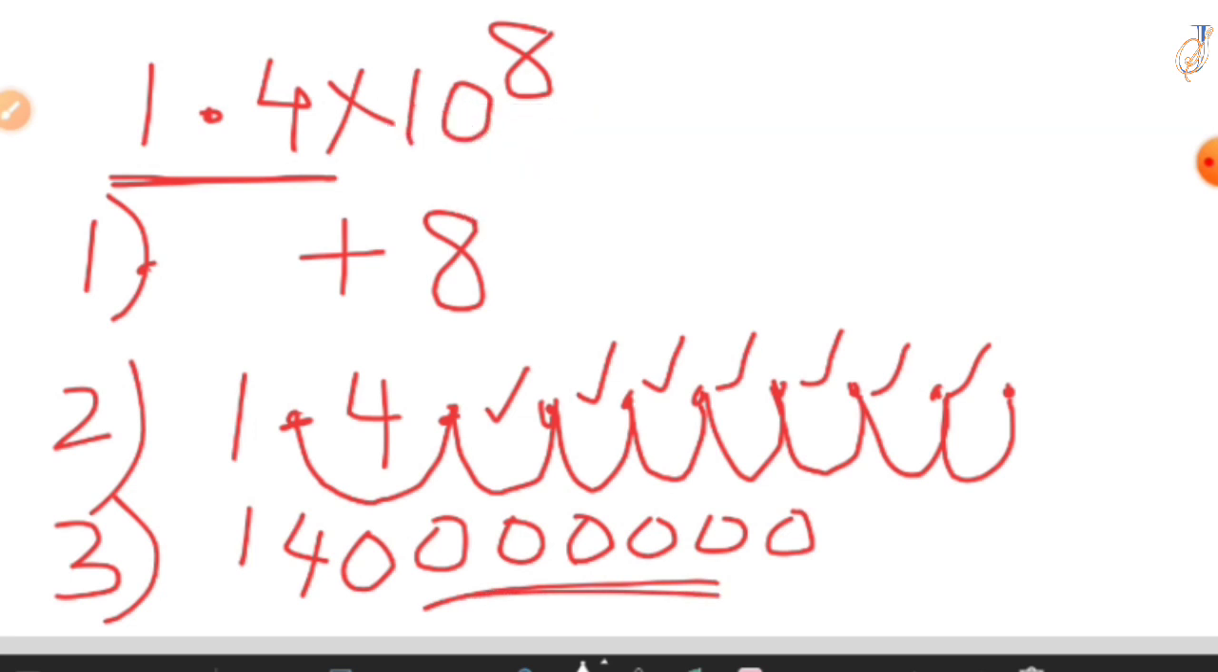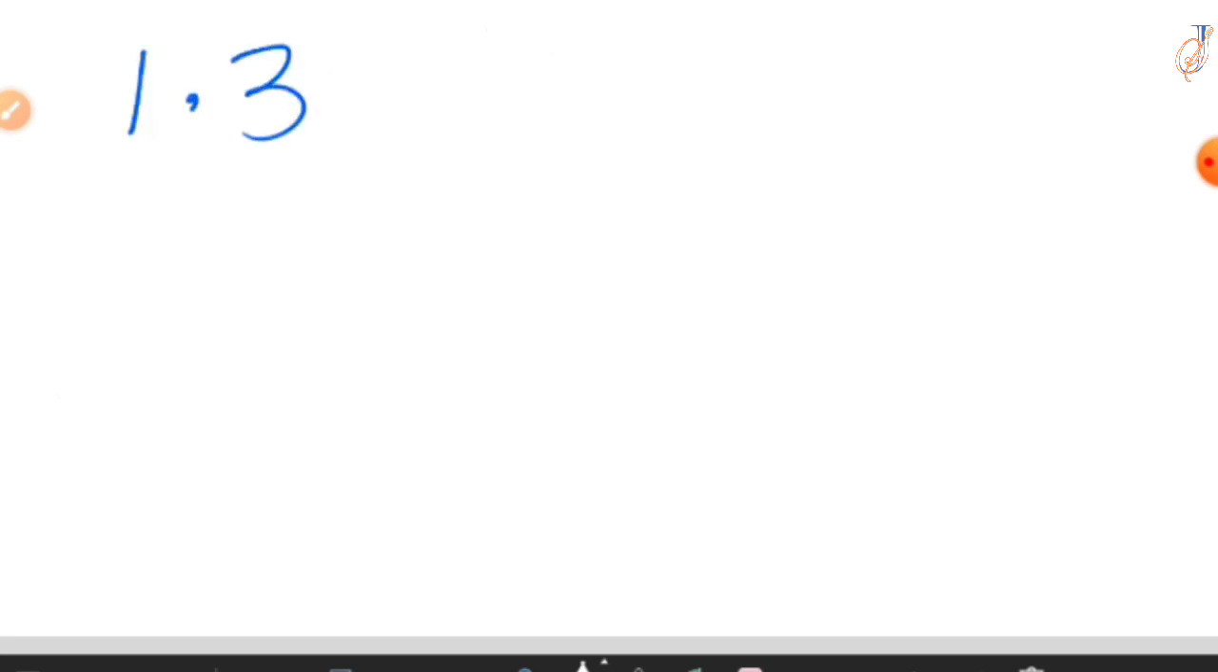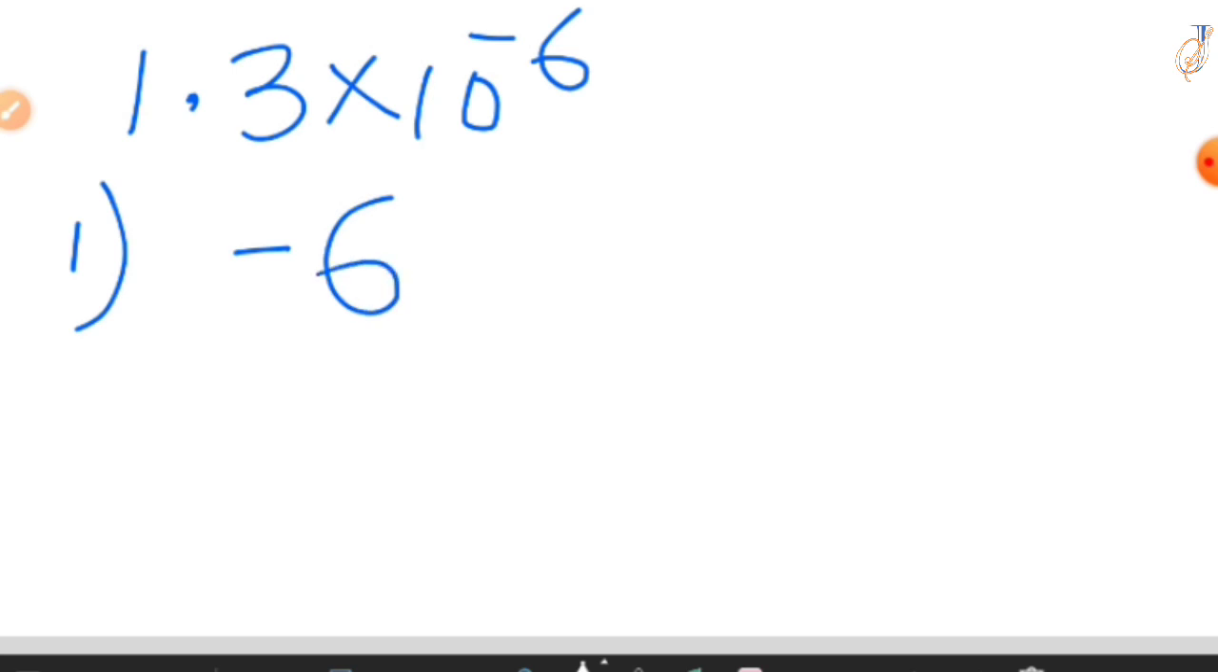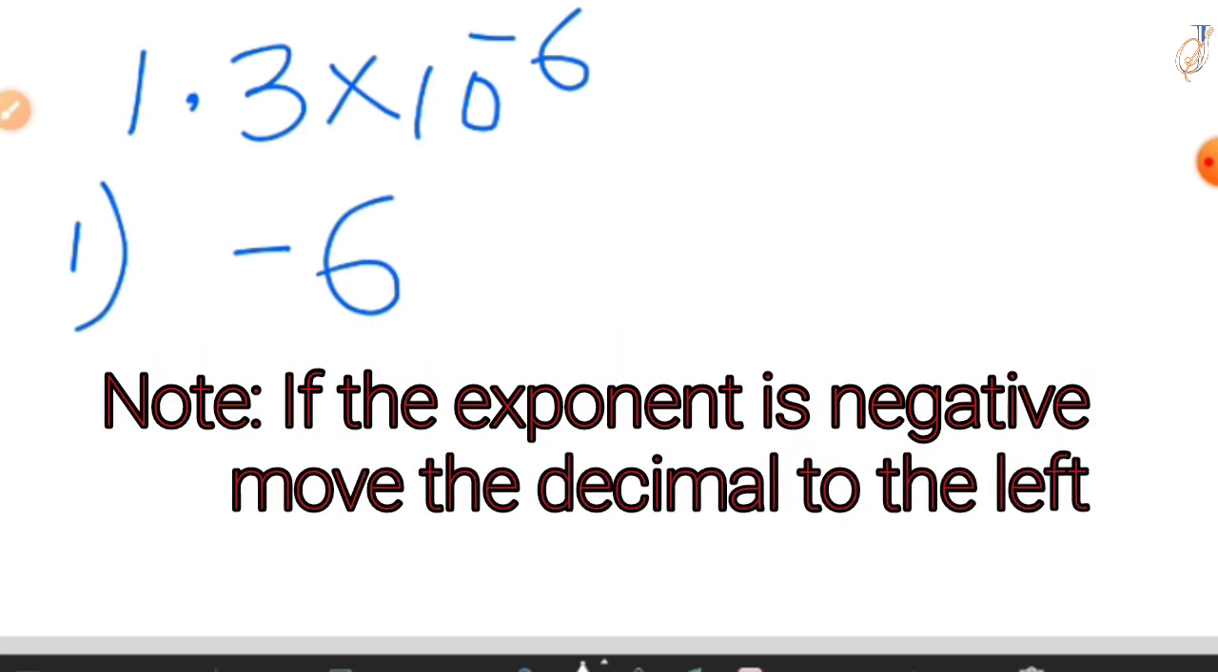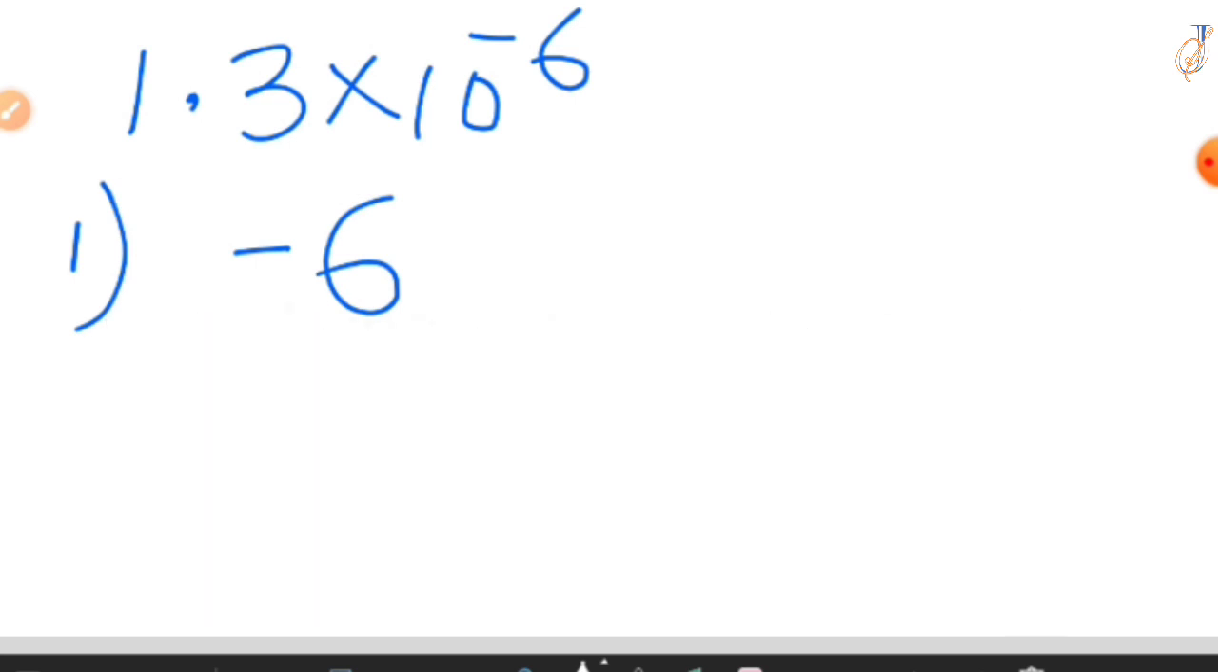I will explain one more example. 1.3 times 10 power minus 6. What is our first step? Look at the exponent. Here the exponent is negative 6. If the exponent is positive, that means the decimal place will be moved forward or to the right. Here our exponent is negative. That means you have to move the decimal to the left or backward. So you have to move to the left because our exponent is negative.